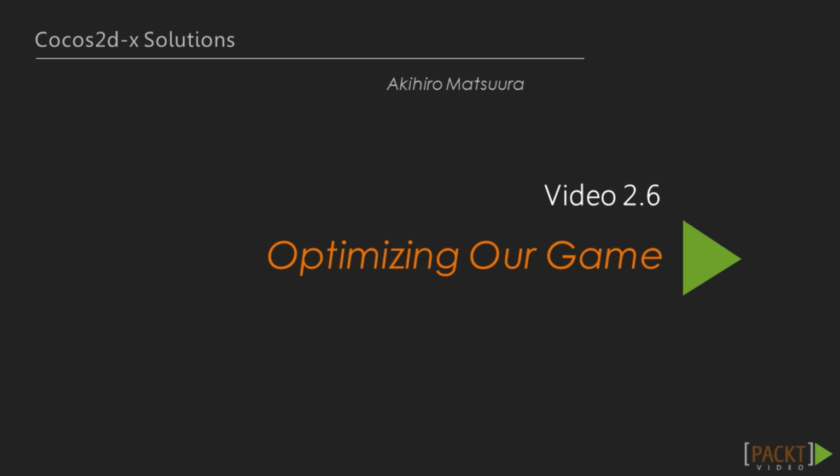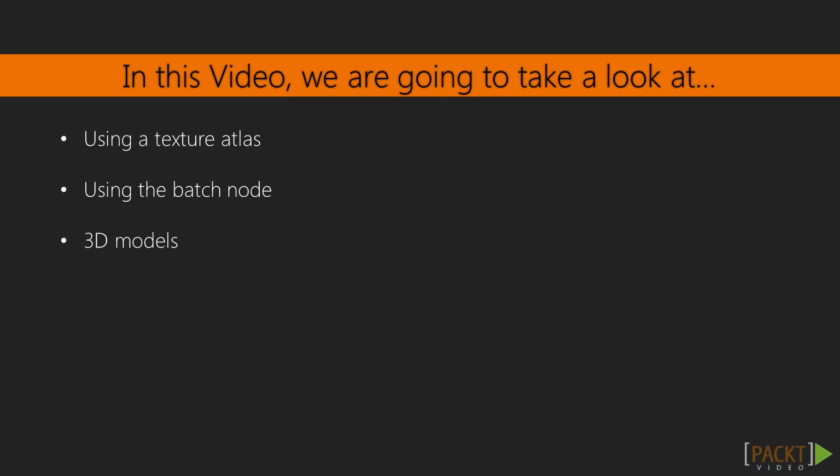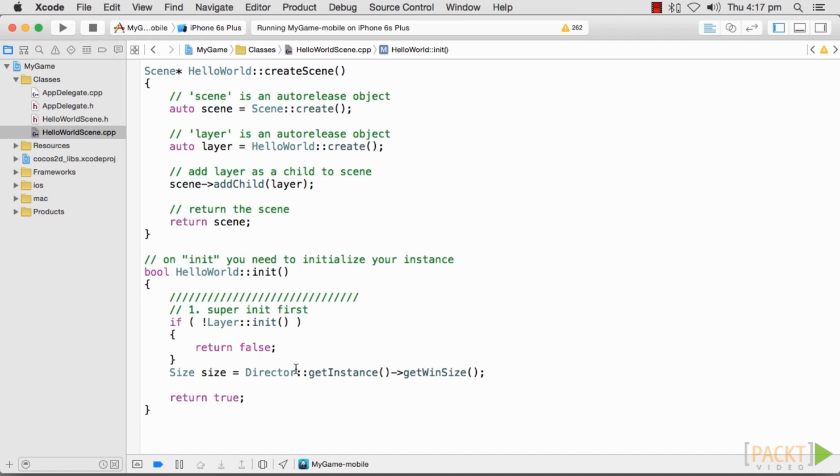In the previous video, we dived deep into the world of actions. Let's start optimizing the working of our game. In this video, we'll learn using a texture atlas and then the batch node. Let's learn how to use a texture atlas. The texture atlas is a large image containing a collection of sprites. We often use a texture atlas rather than individual images.